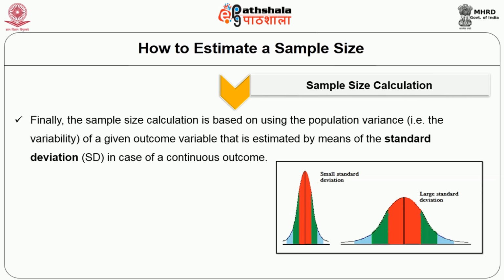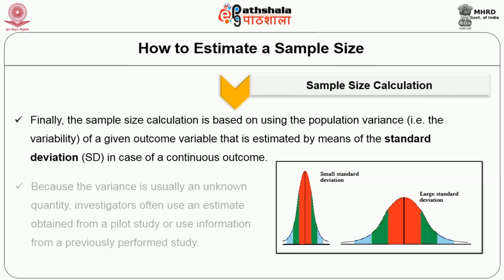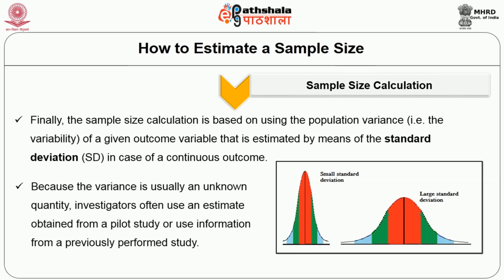Finally, the sample size calculation is based on using the population variance, that is the variability of a given outcome variable, that is estimated by means of the standard deviation in case of a continuous outcome. Because the variance is usually an unknown quantity, investigators often use an estimate obtained from a pilot study or use information from a previously performed study.